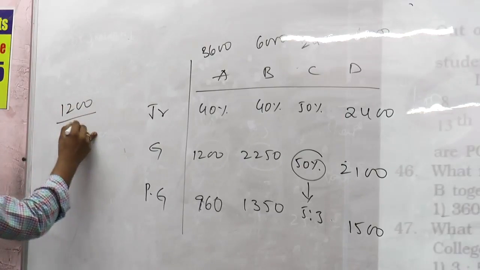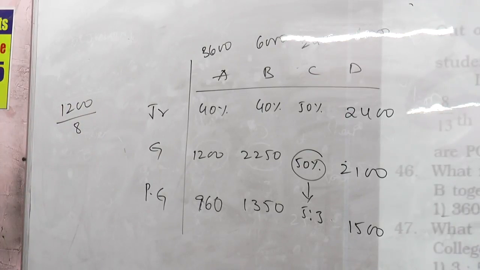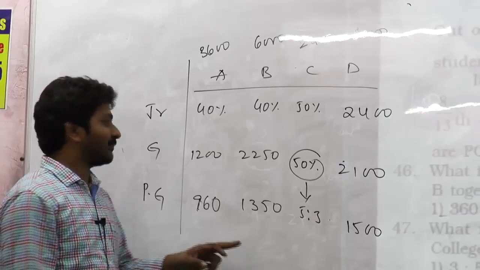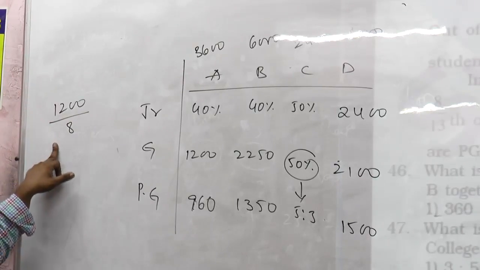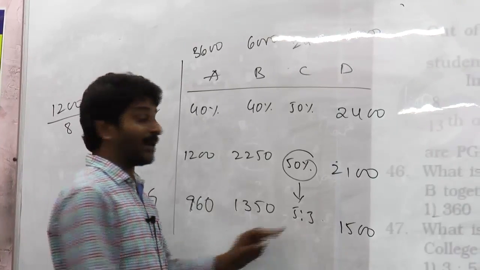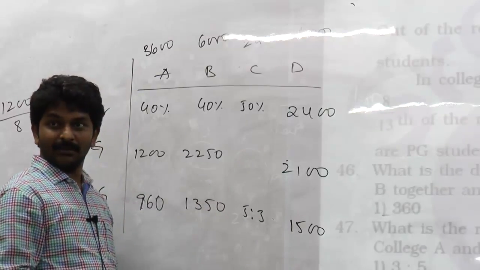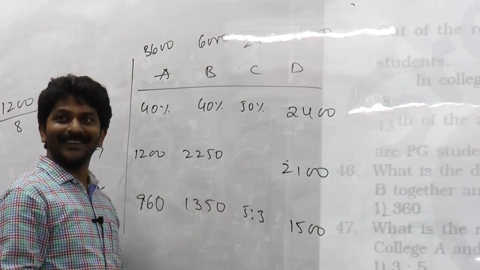1200 divided into 8 parts. 1 part is 150. Now you need to have 5 parts, which is 750.